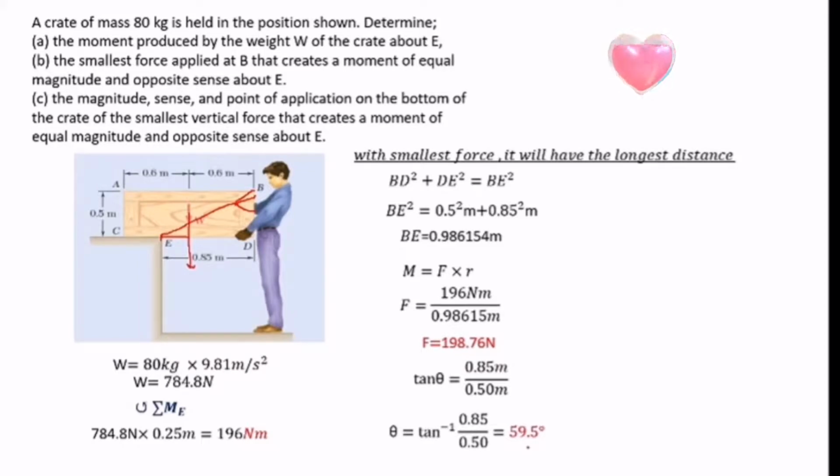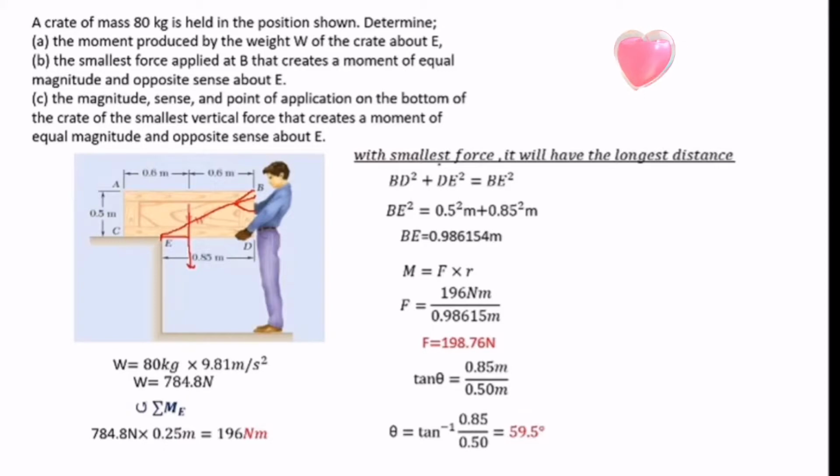So now we are done with A and B. Let's go to C. With C, they are asking us to find the magnitude, the sense, and the point of application at the bottom of the crate of the smallest vertical force that creates a moment of equal magnitude and opposite sense about E. So there's a vertical force here, and we are trying to find that vertical force, but it's the smallest vertical force.